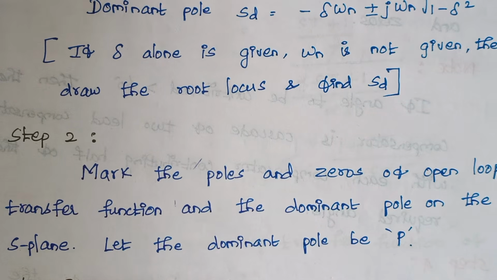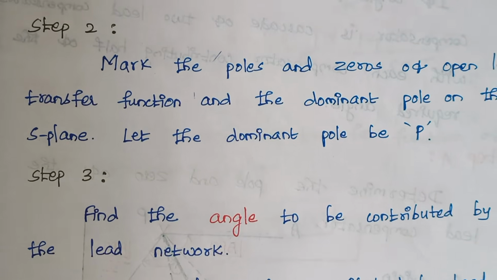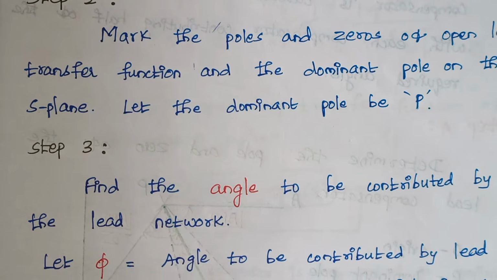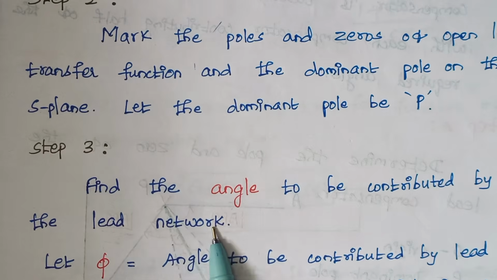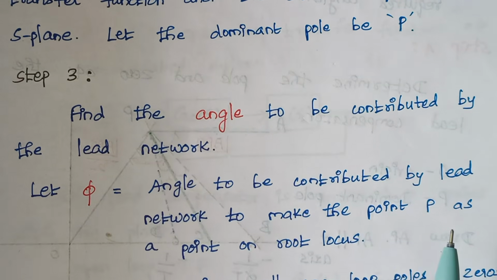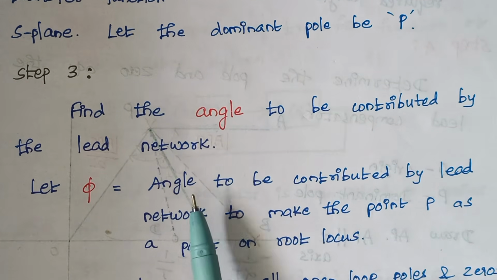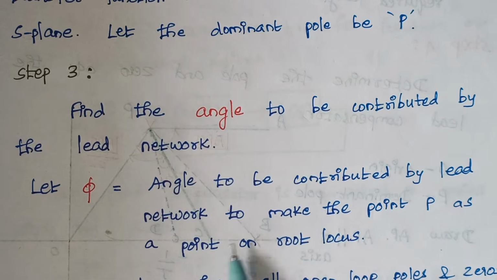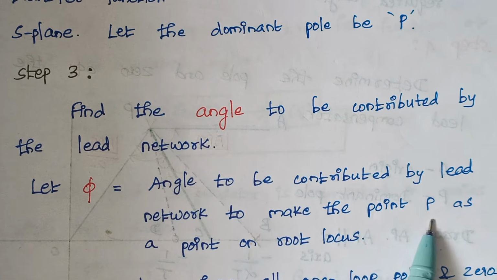Then step 3 is to find the angle to be contributed by the lead network. Whether it is a lead network or a lag network, we use it to provide compensation or to give a stable output. Here the angle phi is given by this formula, that is, the angle to be contributed by the lead network to make the point P a point on the root locus.